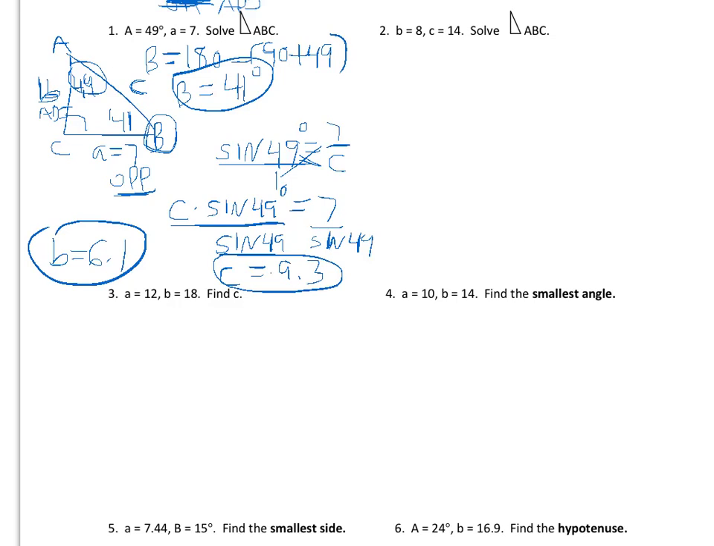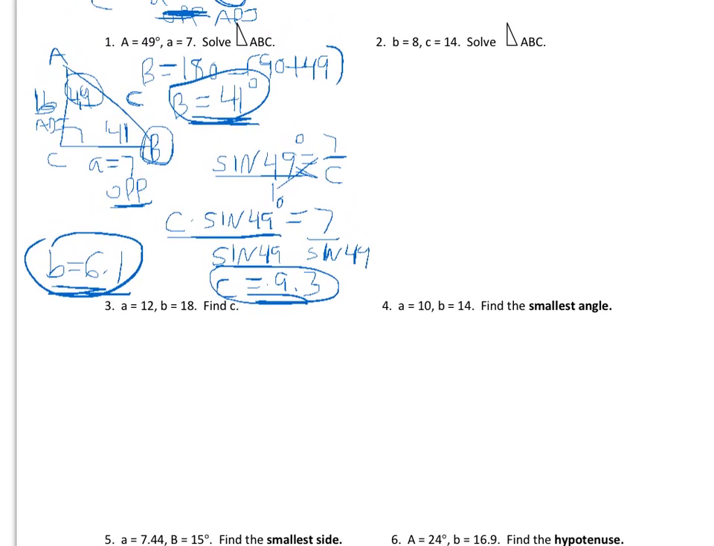So you're going to be given 3 pieces of information, and you're going to get the other 3 missing pieces. I got angle B, 41 degrees. I got little b is 6.1. Little c is 9.3. And it's pretty much all SOHCAHTOA and using the fact that all angles in a triangle add up to 180. Okay, let's skip to number 4.